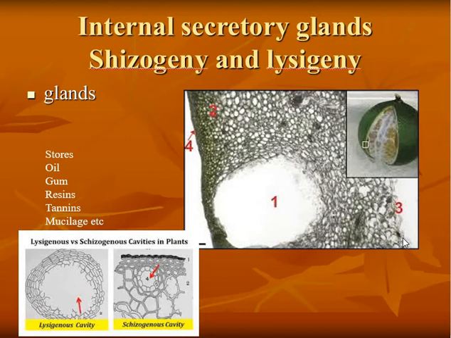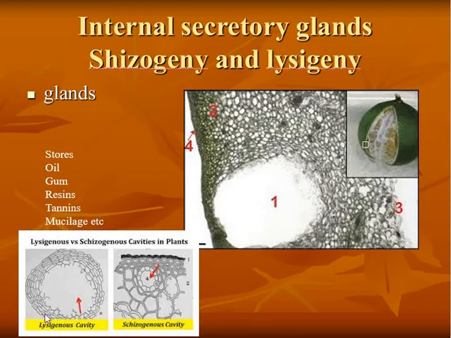They can store oil, gum, resin, tannin, mucilage, carbohydrate, etc. All this can be stored within these cavities. But the formation of this cavity is by two methods: one is by schizogeny and the second one is by lysogeny. Now what is lysogeny? See the first diagram below.